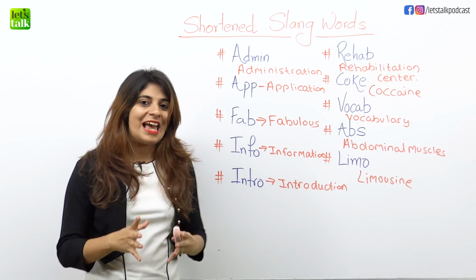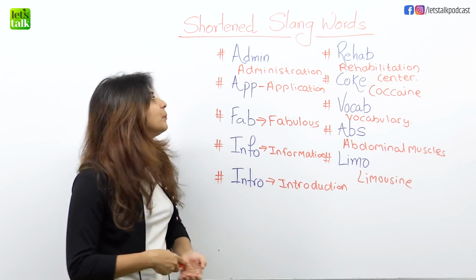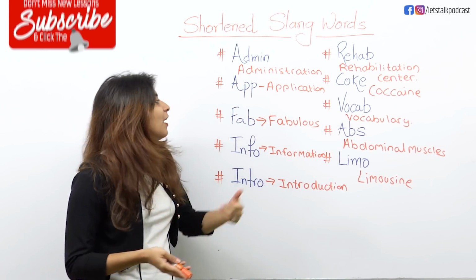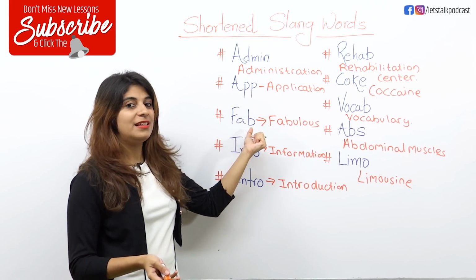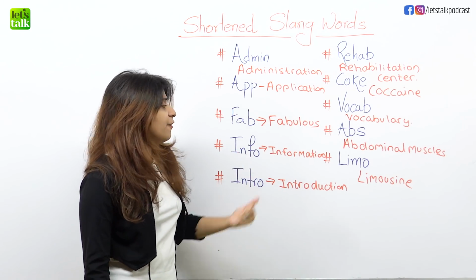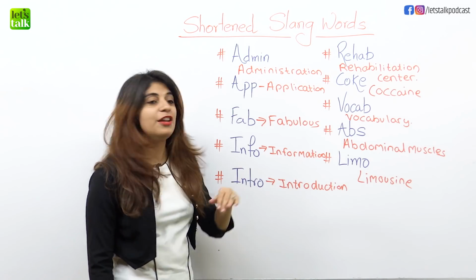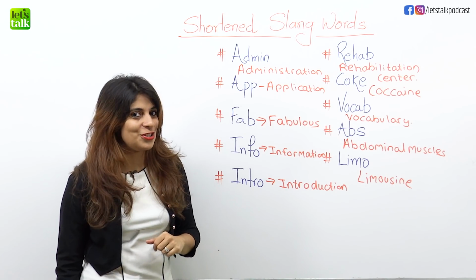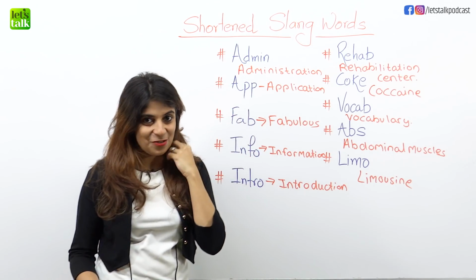So these are the 10 shortened slang words. Let's just quickly go through them once again. We have admin, which actually is for administration. App, well, it's application. We have fab, it's fabulous. Okay, you're wearing a fabulous dress tonight. Info, could you help me with some info, please? So info is actually information. And then we have intro, which is introduction. And then we have rehab, which stands for rehabilitation center.